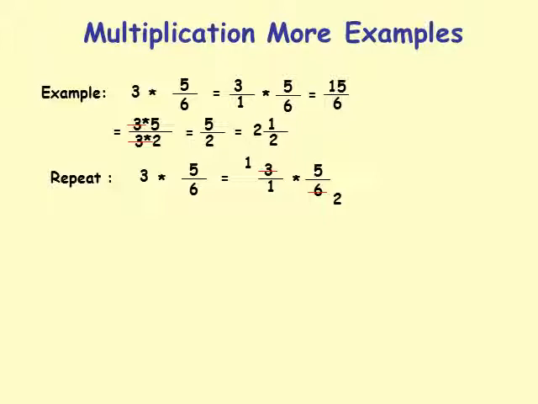I cross out the common factor 3 here. 3 and 6 have a common factor 3. So we divide this 3 by 3 to get a 1. We divide this 6 by 3, get a 2. Okay. Now we've got to multiply out the numerator 1 times 5 and the denominator 1 times 2. That's 5 over 2. It's an improper fraction. We change that to a mixed fraction, which is 2 and 1/2.